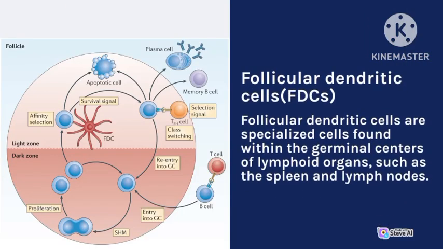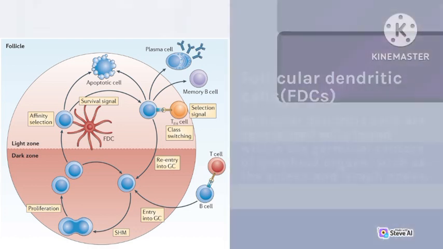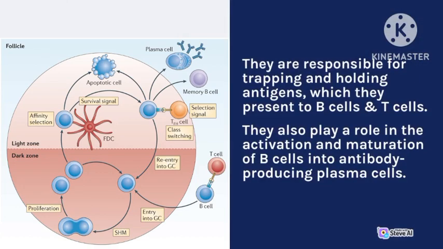Follicular dendritic cells, FDCs. Follicular dendritic cells are specialized cells found within the germinal centers of lymphoid organs, such as the spleen and lymph nodes. They are responsible for trapping and holding antigens, which they present to B cells and T cells. They also play a role in the activation and maturation of B cells into antibody-producing plasma cells.